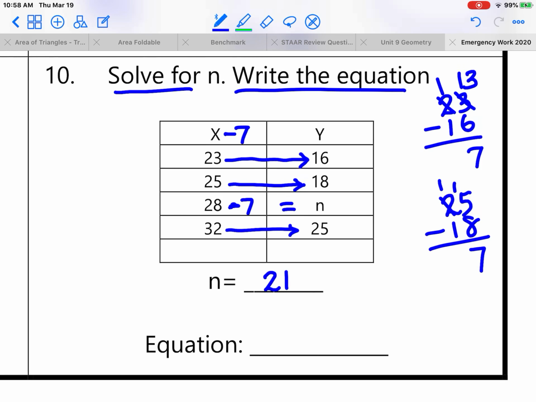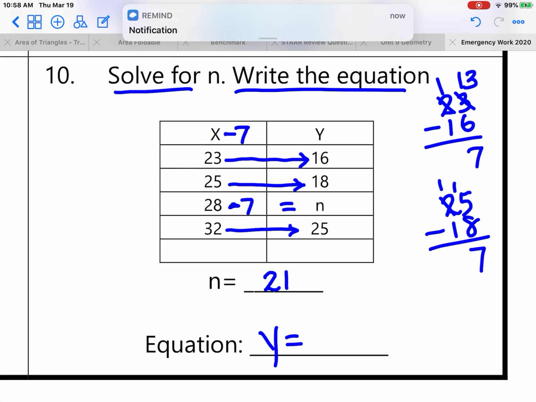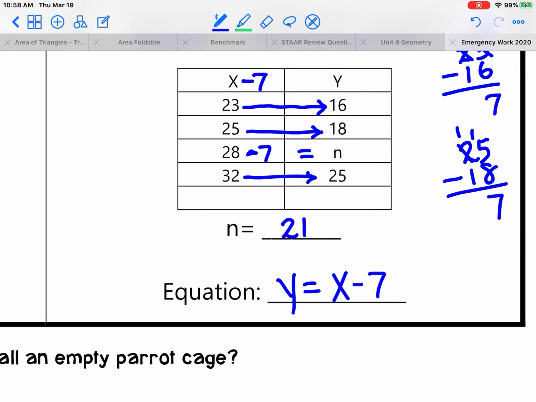And the equation I need to write, always start an equation with y, even though it's backwards from the table. Y equals x minus 7. There's your solution. Show all your work.